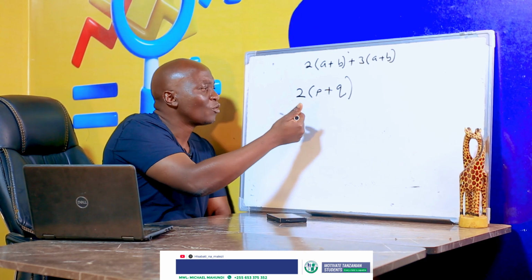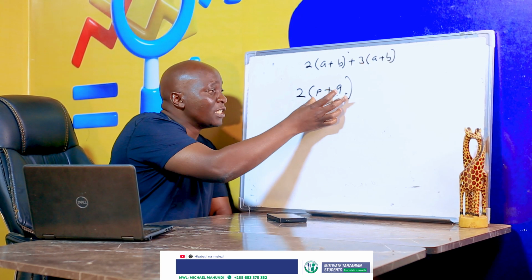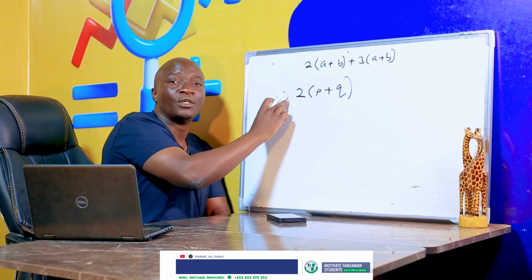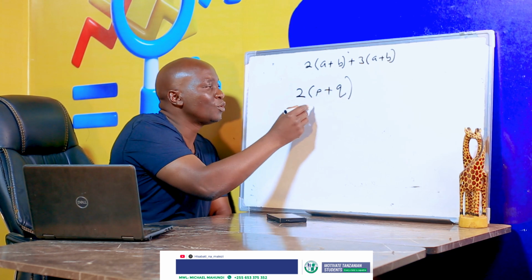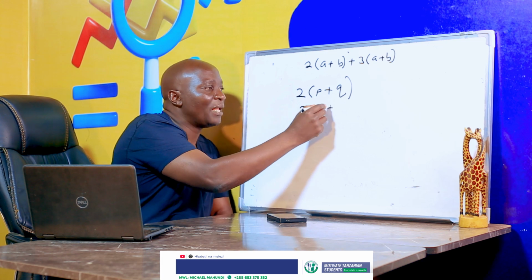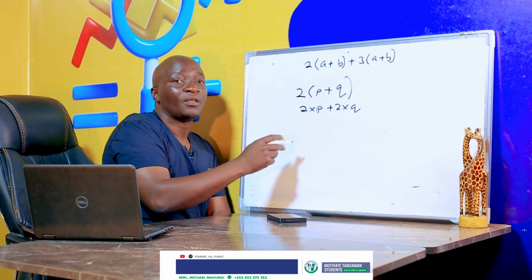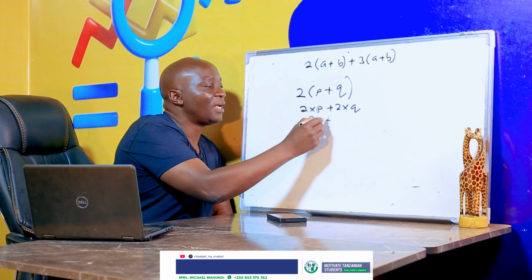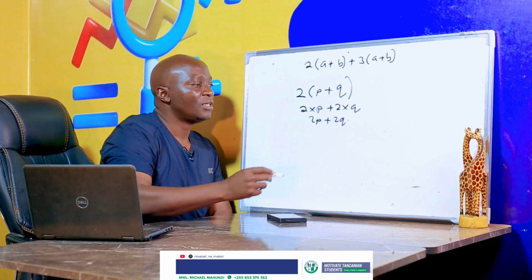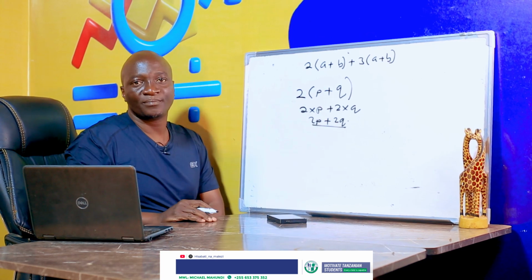I told you kwamba each number inside the bracket has to be multiplied by 2. So to open bracket here is going to be 2 times P plus 2 times Q. Here we get 2P plus 2Q. Hii ndio jibu letu, tume open bracket.